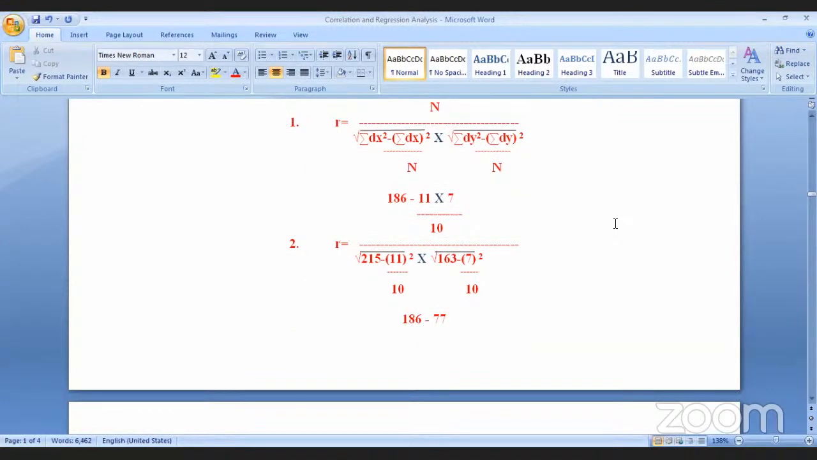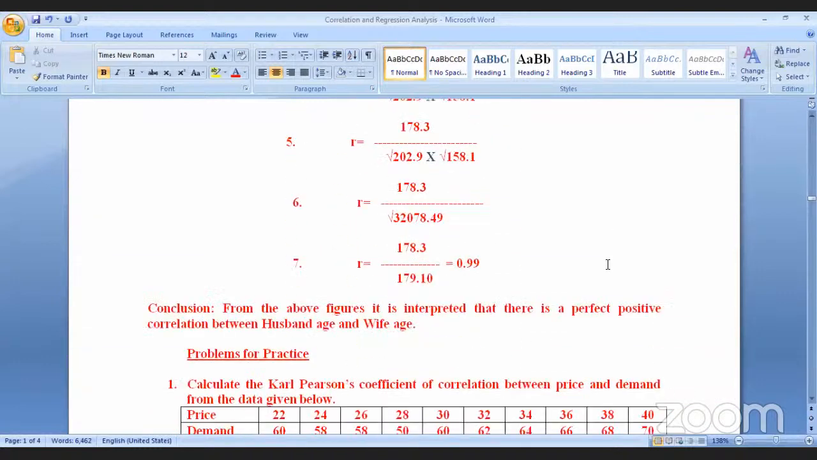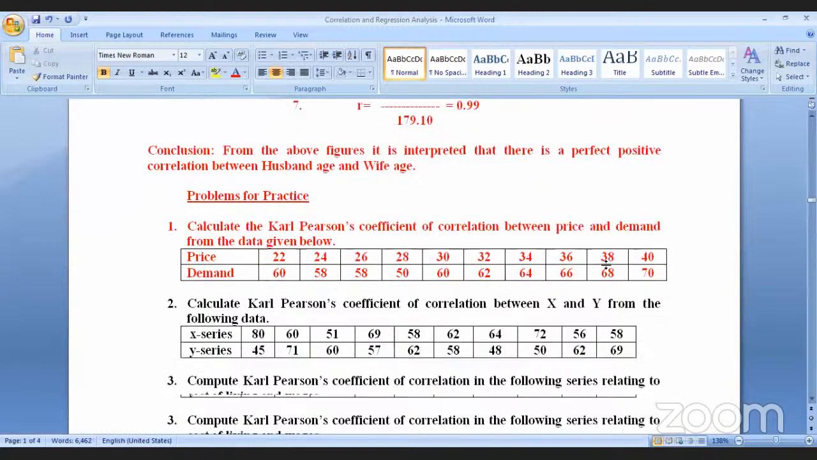Any doubt regarding the assumed mean method? Anybody? No answer from your side. Are you there in the class? Yes, sir. Any doubt? No, sir. Okay.